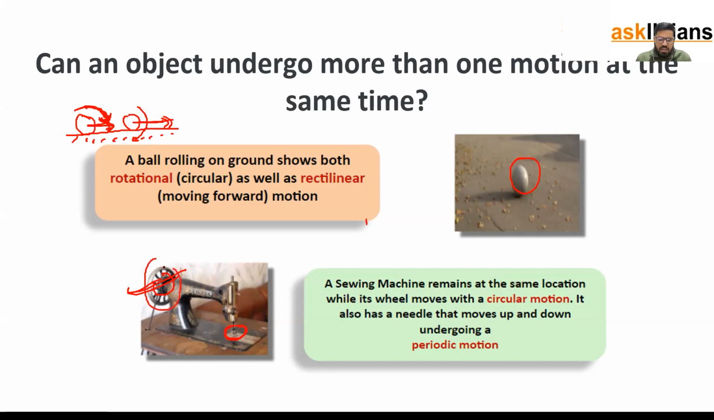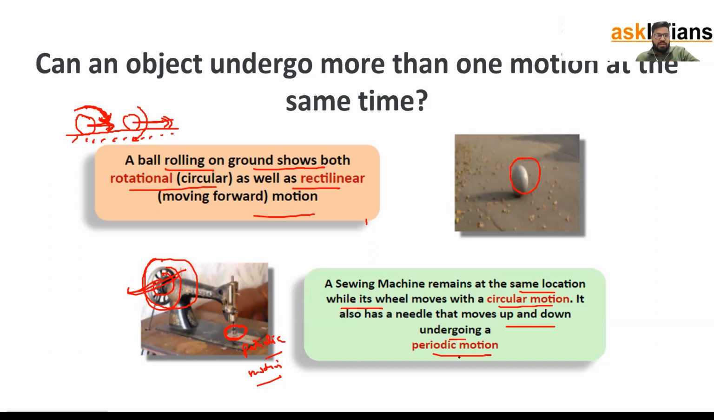So the wheel is doing circular motion, and the needle is doing motion which is known as periodic motion, because that motion repeats itself after a certain interval of time. Up, down, up, down. So that is the combination of circular as well as periodic motion. So you can see here also a ball rolling on the ground shows both rotational, or you can say circular, as well as rectilinear motion. And a sewing machine remains at the same location while its wheel moves with a circular motion, and it also has a needle somewhere here that moves up and down undergoing periodic motion. So these are some of the examples where multiple types of motion can be present at the same time.